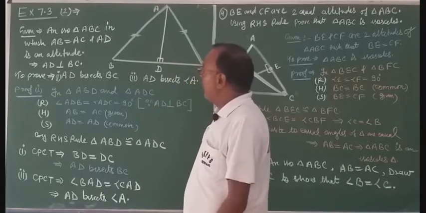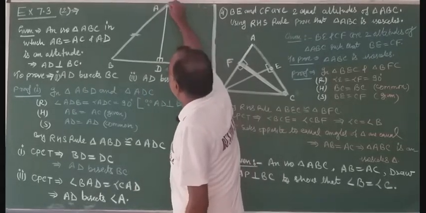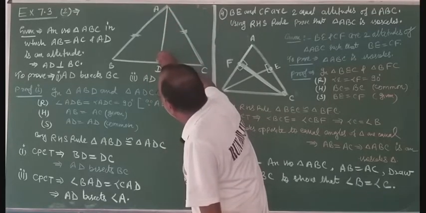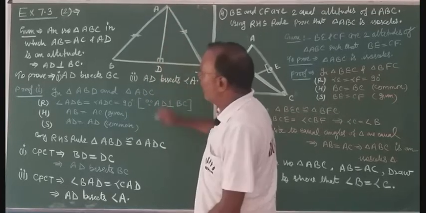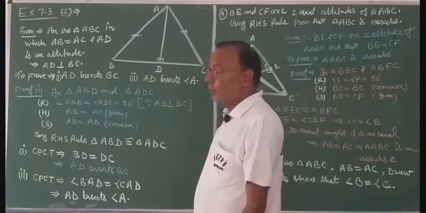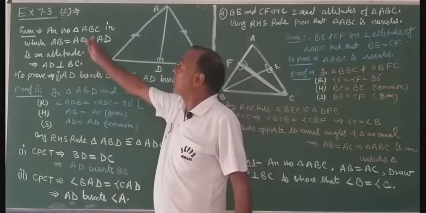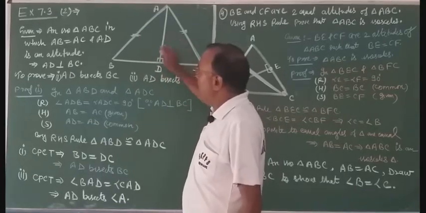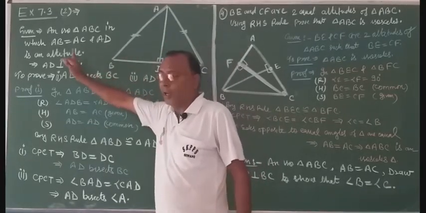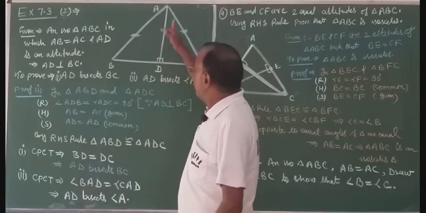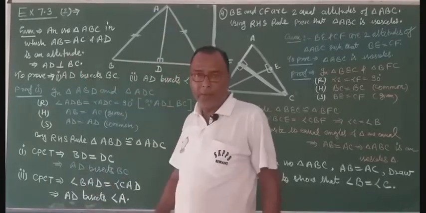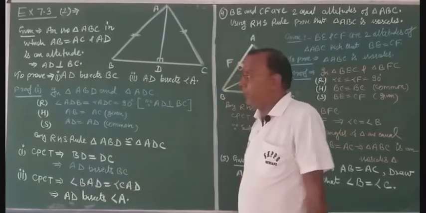And AD is an altitude. Since AD is the altitude, it means this will be perpendicular to here. So what is given? An isosceles triangle ABC in which AB is equal to AC and AD is an altitude. It means this AD will be perpendicular to BC.